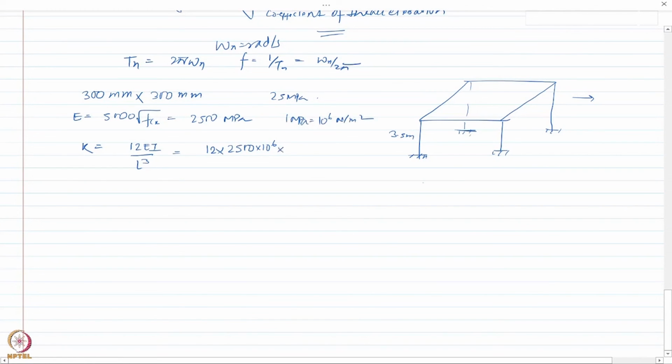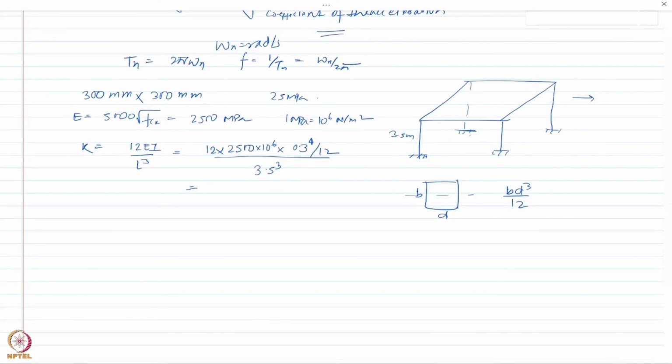And what would be I of a section? If I have a section like this, b by d, remember, if it is bending about this axis, then I would be bd cubed by 12. In this case, both are the same, the square cross section, so it would be just 0.3 to the power 4 divided by 12, that is my EI, and the length is 3.5 to the power 3. This needs to be found out, so you can calculate this value.